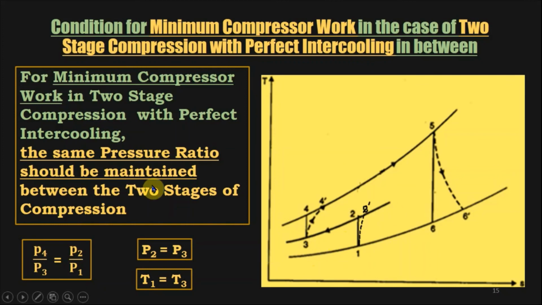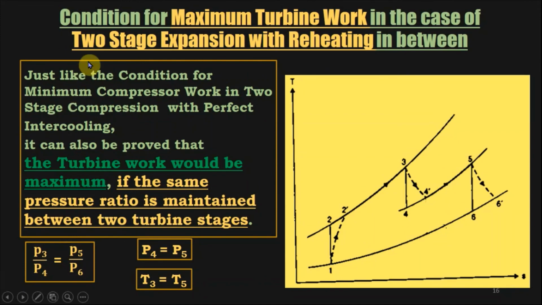And we extend this to the condition for maximum turbine work in the case of two-stage expansion with reheating in between. By utilizing a similar procedure, we can find the condition for maximum turbine work with reheating in between. Remember, in the case of compressors our effort is to minimize the work done, and in the case of turbines our effort is to maximize the work done. So what is the condition for maximum turbine work?